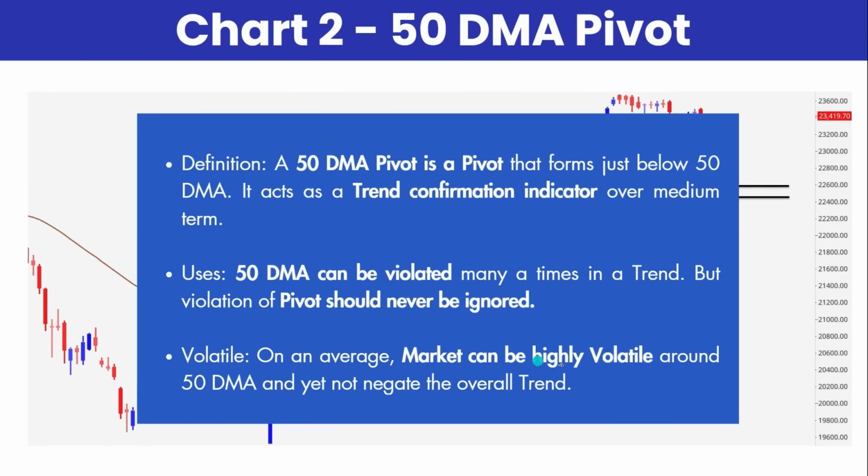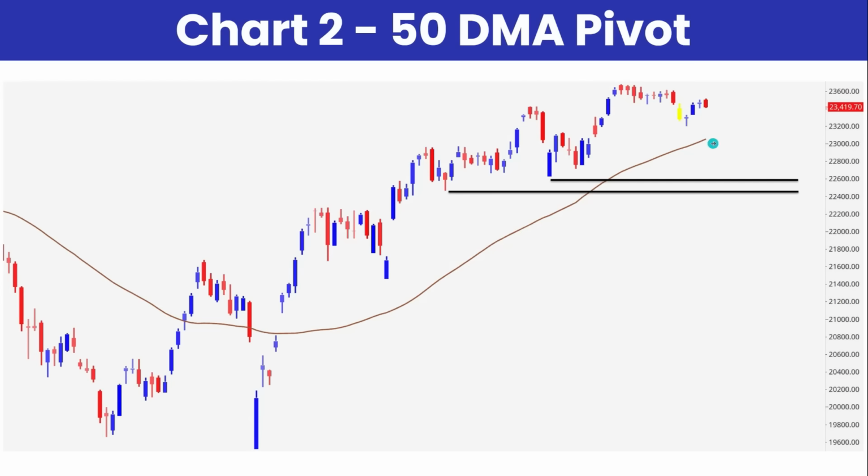On an average, market can be highly volatile around 50 DMA and yet not negate the overall trend. See, many a times 50 DMA gets violated, you will hear a lot of bearish commentary from traders, but it is important for you to understand that a trend can be valid as far as these pivot points hold. Also remember, if you've read books of William O'Neill, many a times he has taught that many times price comes closer to this pivot, violates it for a day or two, and then again trend resumes. Chart 10 is when I'll show you what may happen in the market.